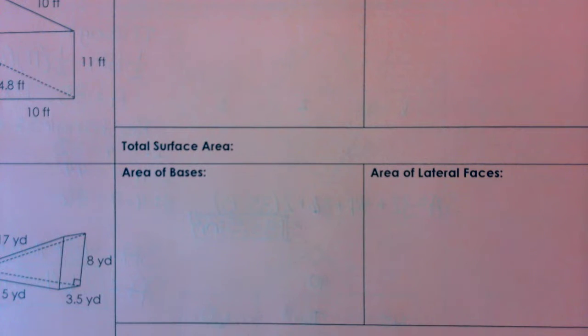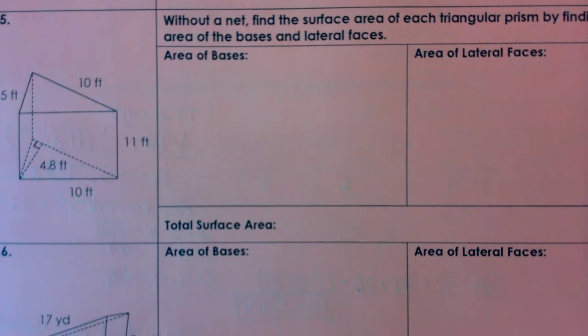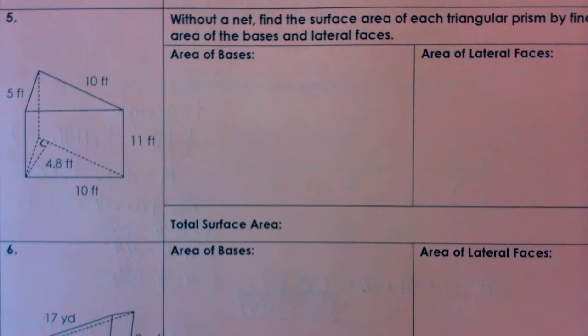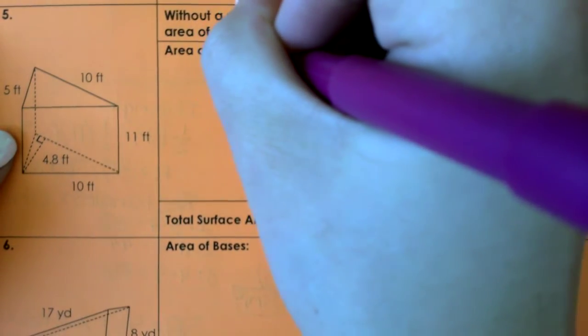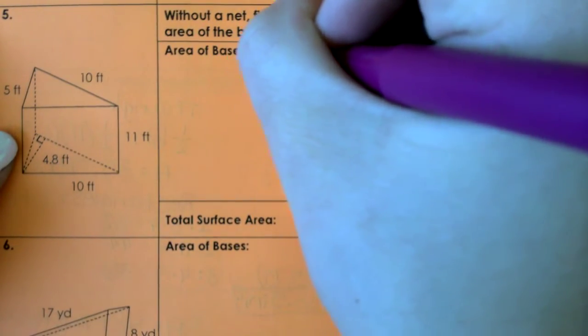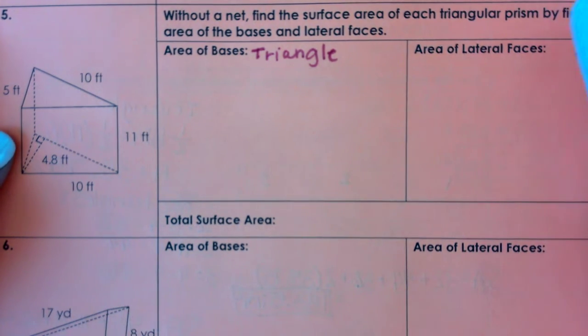Well, let's look at our triangles without our nets now. Now that we've done rectangles without nets, let's do our triangles without nets. So what we're going to do is find the area of our bases. So what is my base on these? This is a triangle where my lateral faces are rectangles.